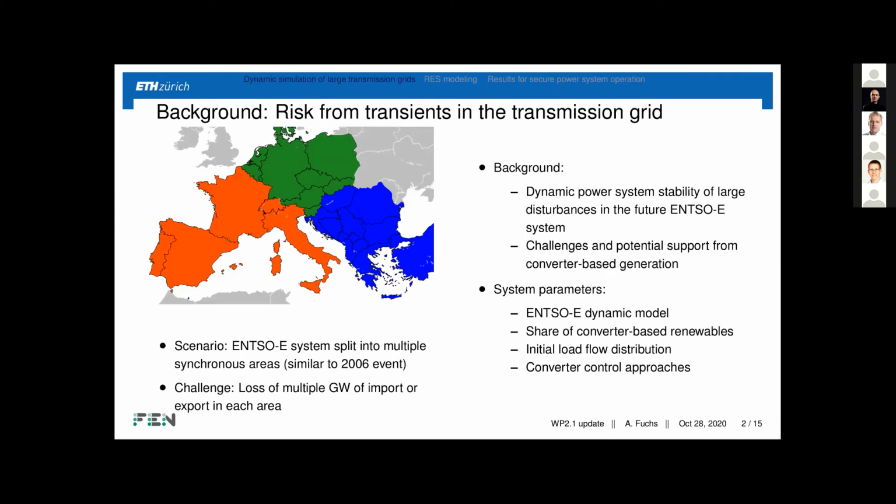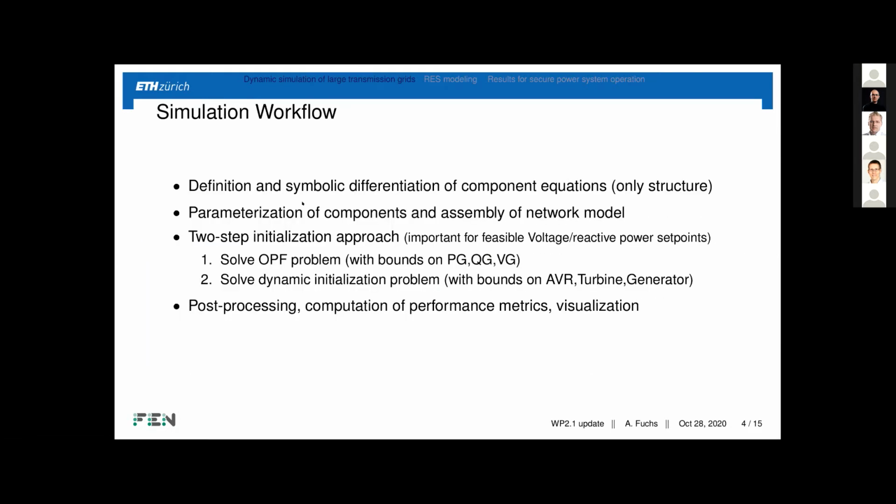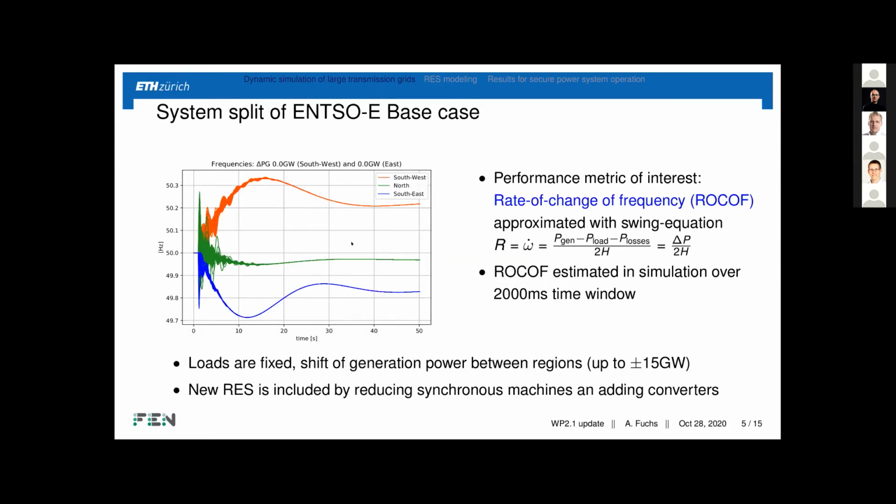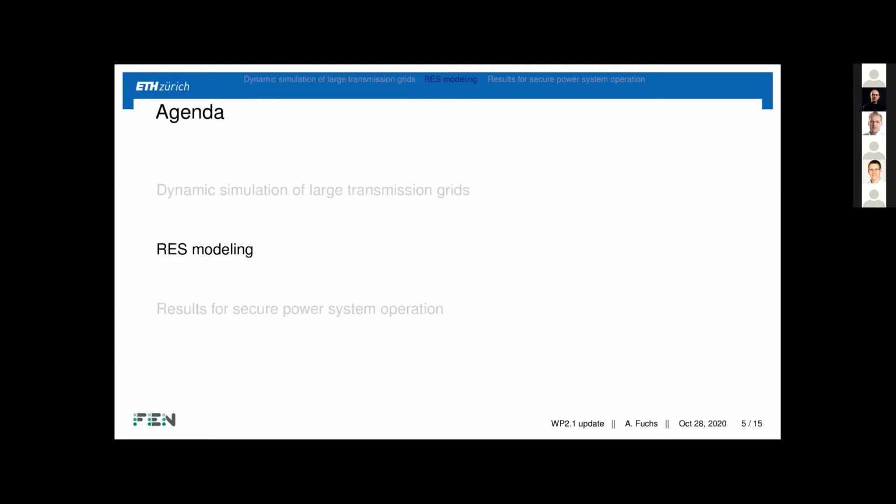So for instance, shifted from the south to the north or from the east to the north or vice versa. We didn't change the loads of the system because it's already a high load scenario, but we modified the generator settings. And then after this is done, we allow for new renewable energy to be included by shifting from synchronous machines to converters. This is kind of the look into the future when an increasing part of the production is provided from renewables.